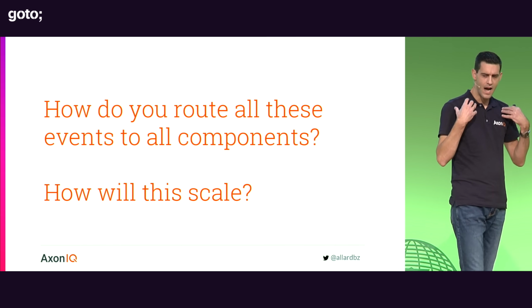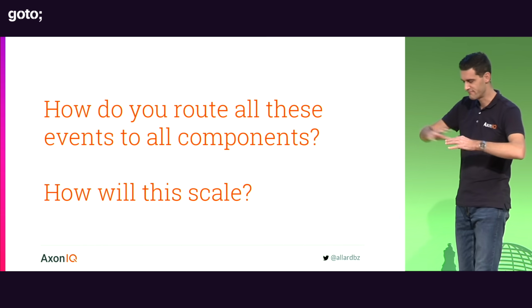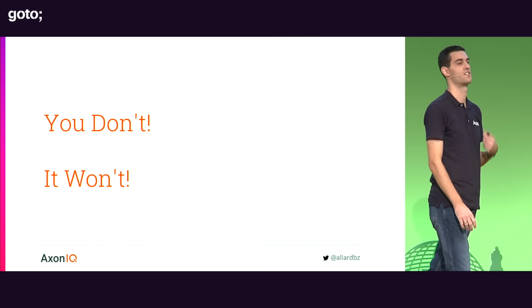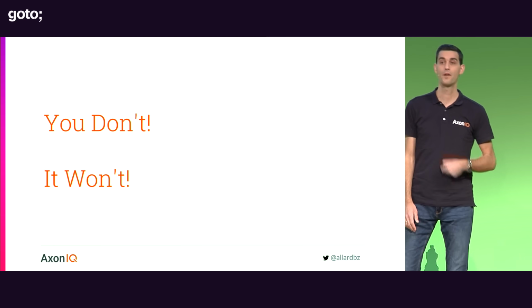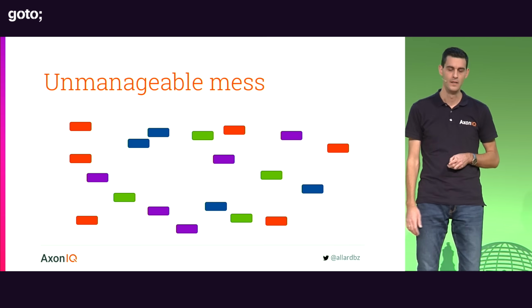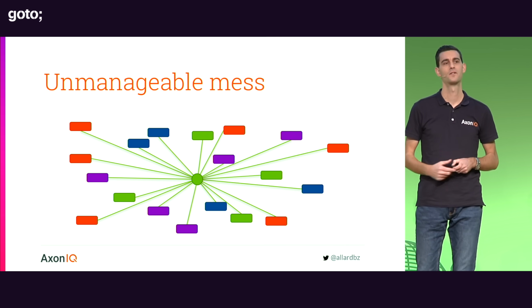So how do you route all these messages to all these components? Right, how will that scale? Well, the simple answer: this concept, just like that, does not scale. Not for technical reasons, for non-technical reasons, actually. What you get is an unmanageable mess. So imagine all these components being able to talk to each other.